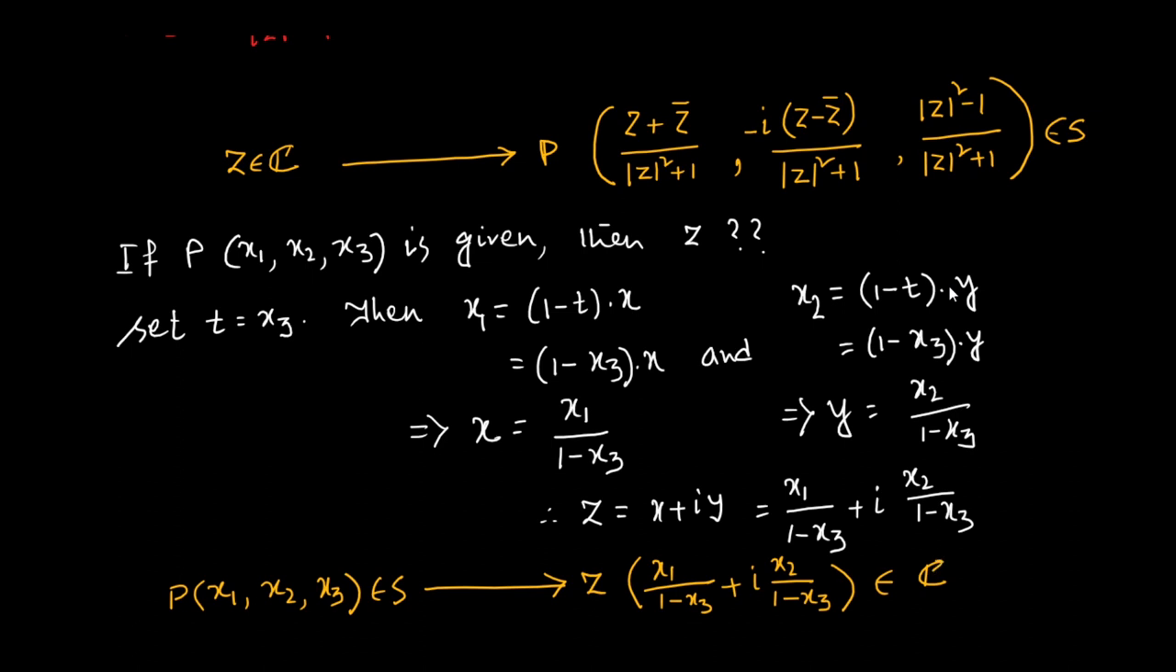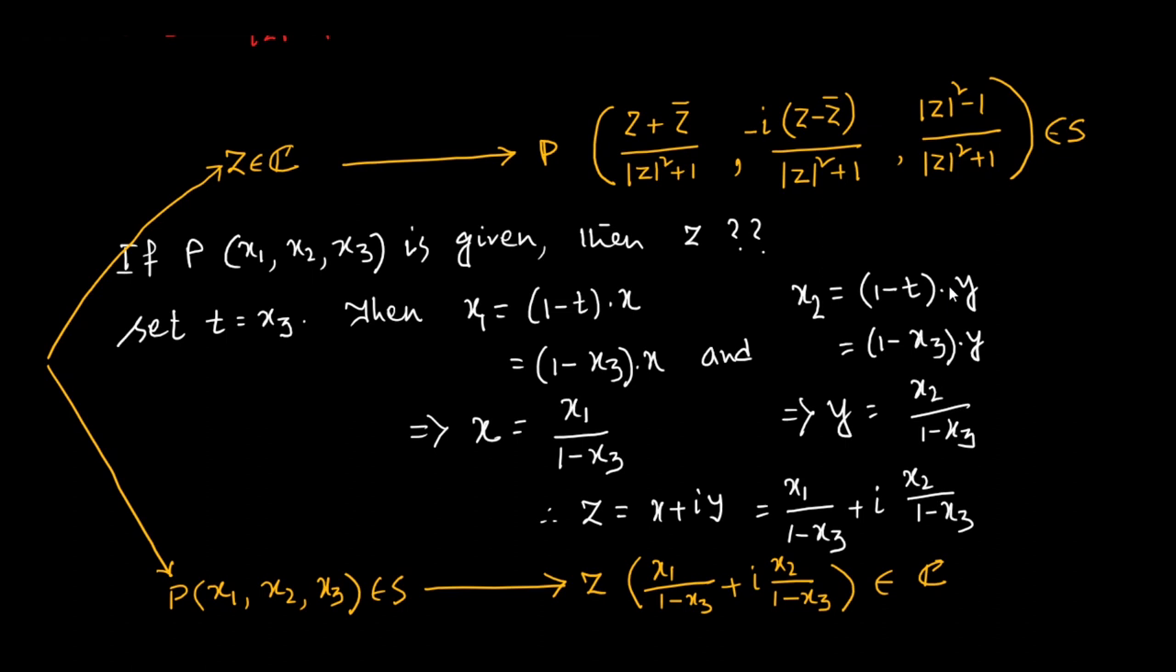So if a point in S is given to us, by using this formula we can clearly find out the corresponding point in C. And by the earlier one, if a point in C is given to us, we can find out the corresponding point in S. So this clearly determines a one-to-one correspondence between the unit sphere S and the complex plane, or the Argand plane C. If we are given a particular point, these two formulas clearly tell us the corresponding point, whether we consider a point from the complex plane C or a point from the unit sphere S.